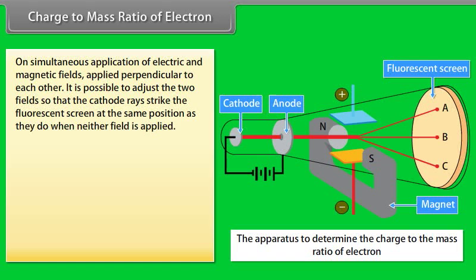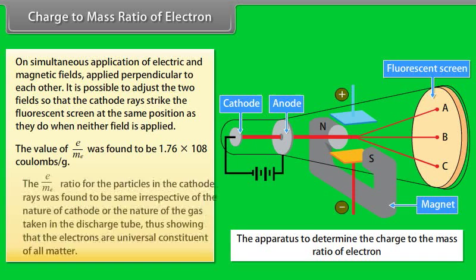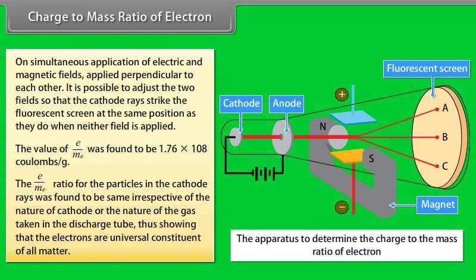Charge to mass ratio of electron. On simultaneous application of electric and magnetic fields applied perpendicular to each other, it is possible to adjust the two fields so that the cathode rays strike the fluorescent screen at the same position as they do when neither field is applied. The value of the charge to mass ratio of the electrons was found to be 1.76 × 10^8 coulombs per gram. The e/m ratio for the particles in the cathode rays was found to be the same irrespective of the nature of the cathode or the nature of the gas taken in the discharge tube, thus showing that electrons are a universal constituent of all matter.